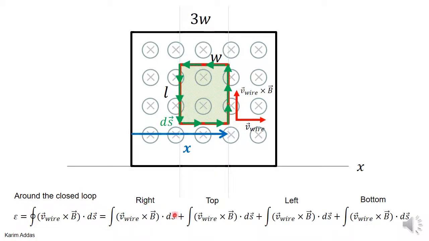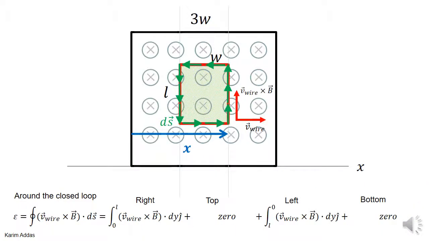Again, you have the right, the top, the left, and the bottom. The top and the bottom, we know we're going to get zeros because the angle between v_wire cross B and ds is 90 degrees. So the top and the bottom give you zeros. The left is in the region where there's a magnetic field, so this term itself is not zero. But we're going to show that when you add this term to this term, you get a zero. So let's see how that works.